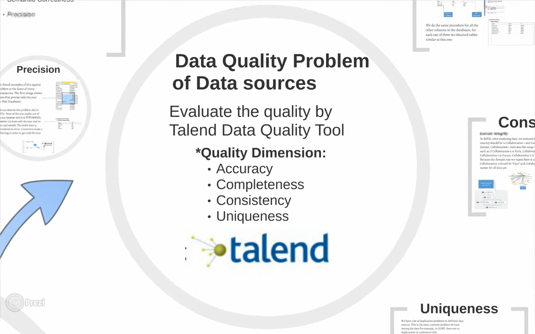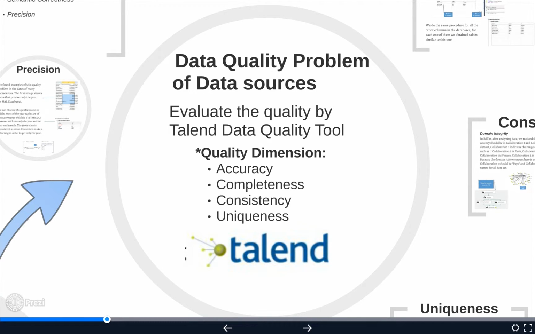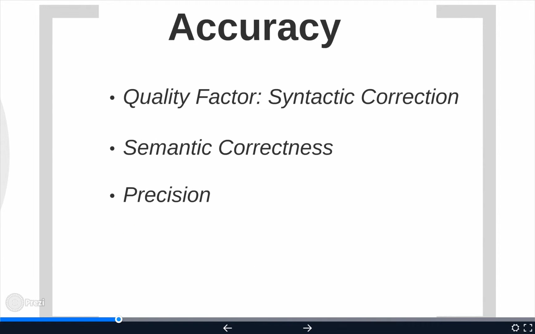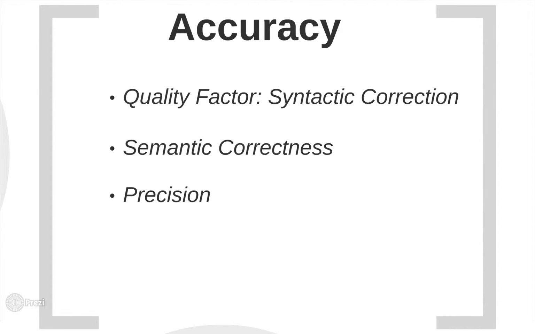And the next. Okay, let's talk now about the data quality problems we found in each one of the data sources. In order to perform the analysis on each data source, we use Talend, data quality software, in order to make all the aggregations and to be able to measure the accuracy, completeness, consistency, and uniqueness dimensions of our datasets. So the first one is accuracy. For accuracy, we will start describing the syntactic correction factor, then semantic correctness, and then finally precision.